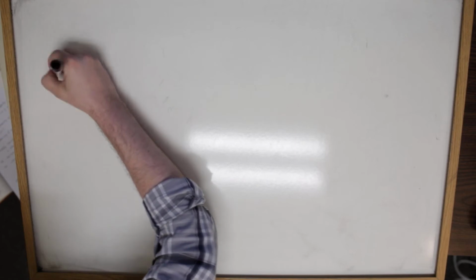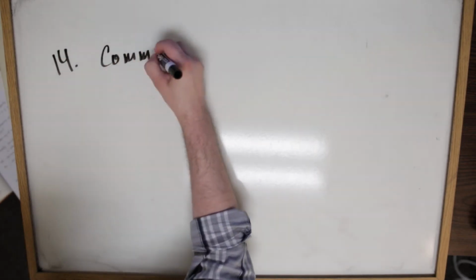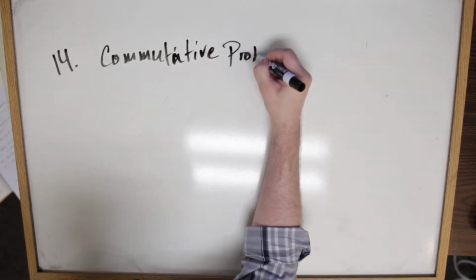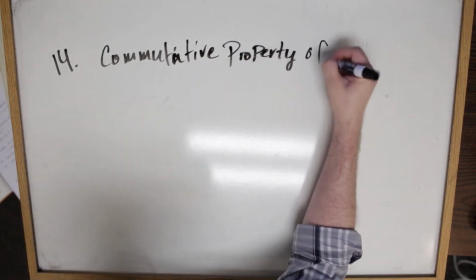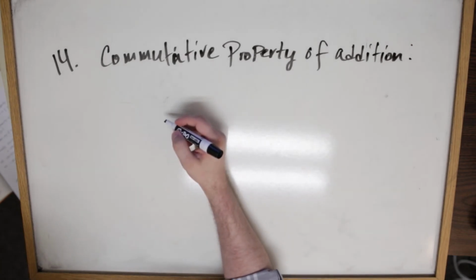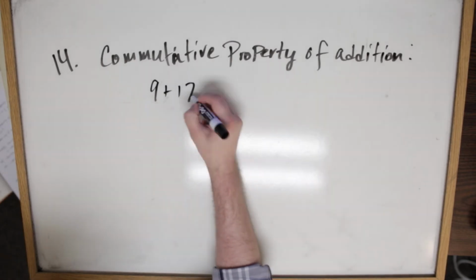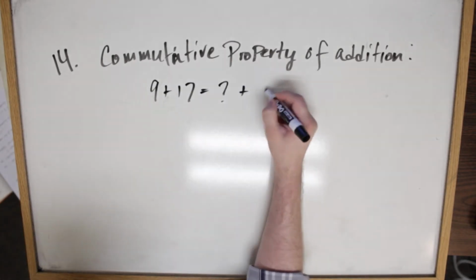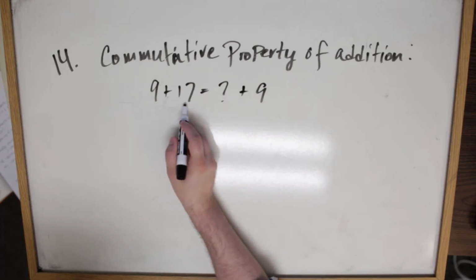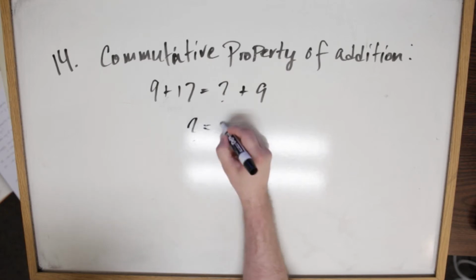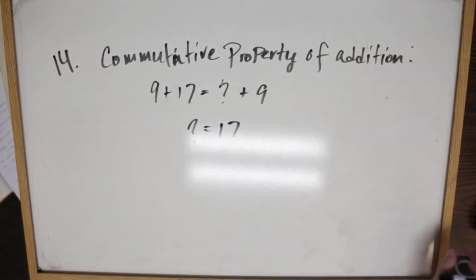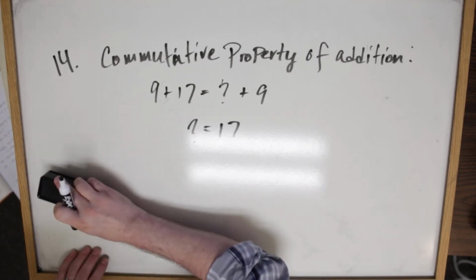So question 14, this is asking us to use the commutative property of addition. I always spell this wrong. And what is the question? 9 plus 17 is equal to question mark plus 9. So the commutative property, remember, is the order. So the question mark is going to equal 17. If I put 17 in here, it's going to be exactly the same thing, just the order is reversed. Okay, that's 14.